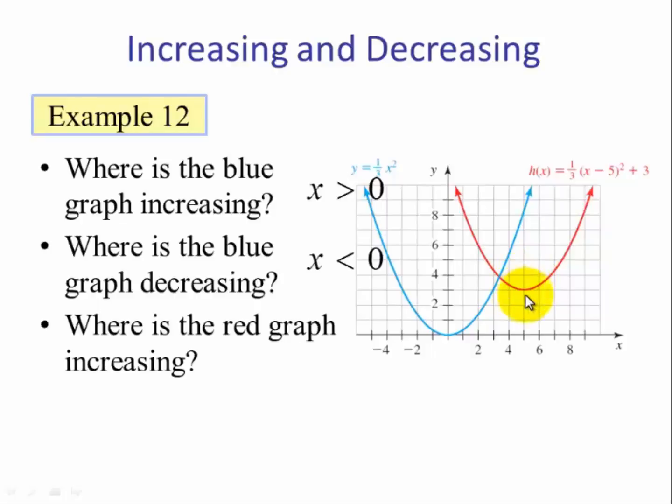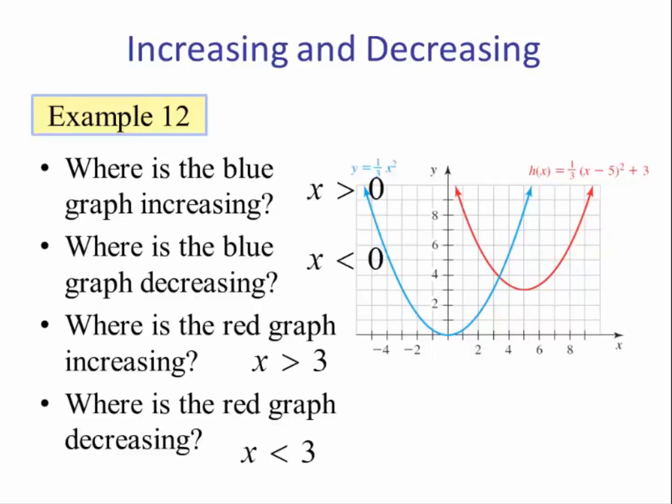We want to go to the vertex. So to the right of the vertex it's increasing. To the left of the vertex it's decreasing. So to answer the question, when x is greater than 3, the red graph is increasing, and the red graph is decreasing when x is less than 3.